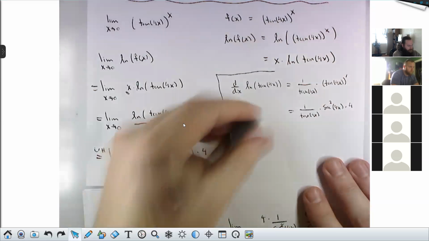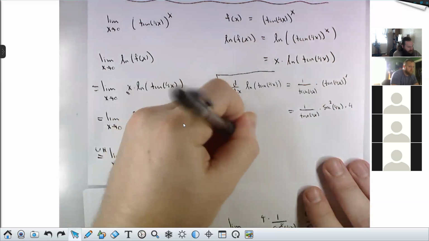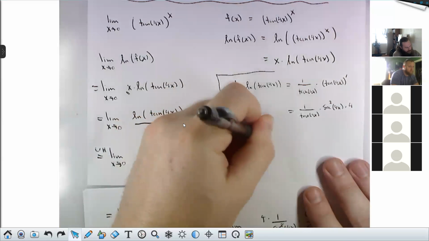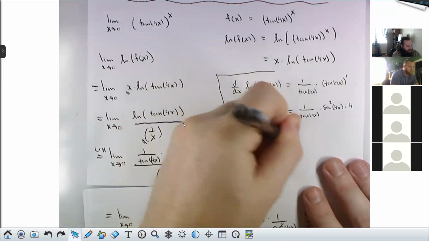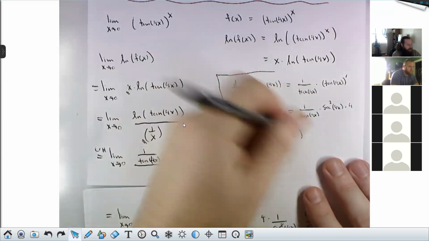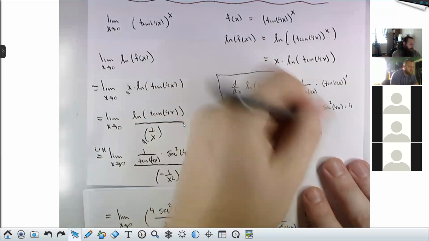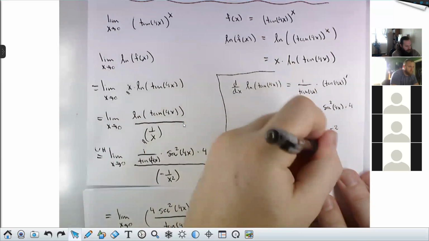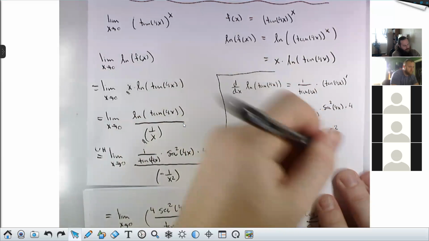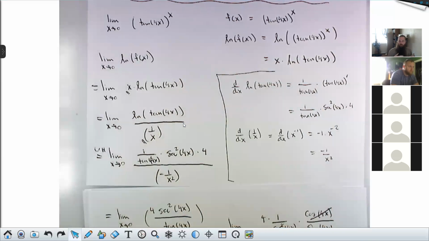And the downstairs piece, d dx of 1 over x, that's the same as d dx of x to the negative 1, which is negative 1 times x to the negative 2 by the power rule, which is negative 1 over x squared. I didn't show the steps on those because we've kind of been doing them a lot, but yeah, this is where each of the derivative pieces is coming from.